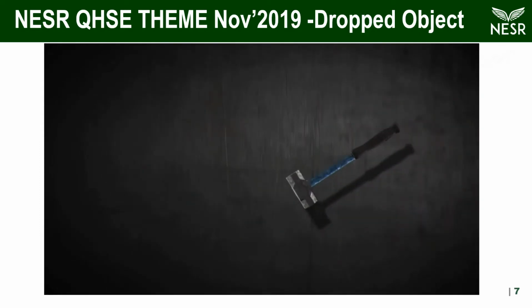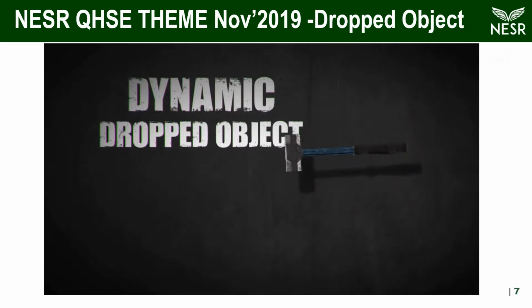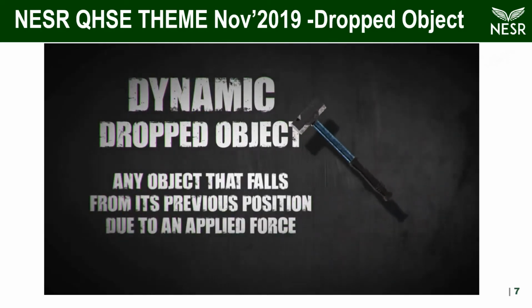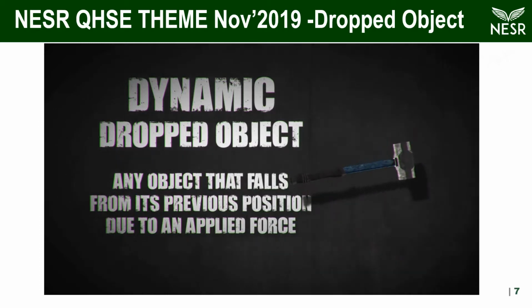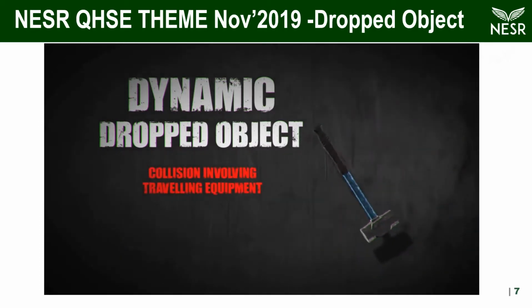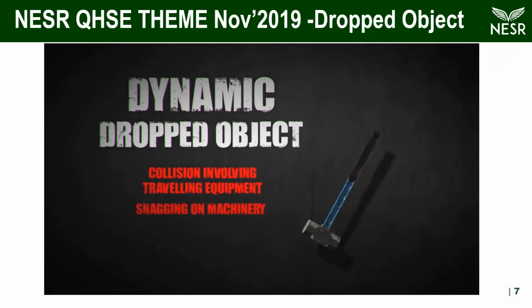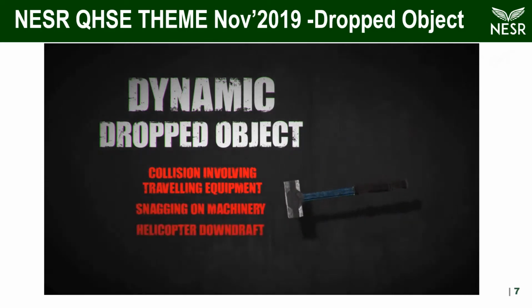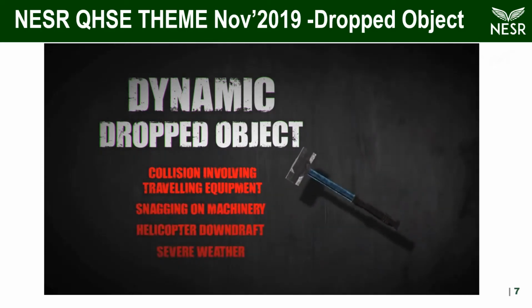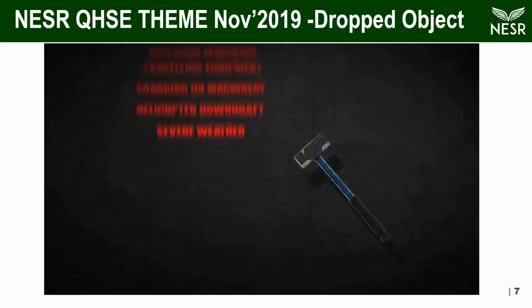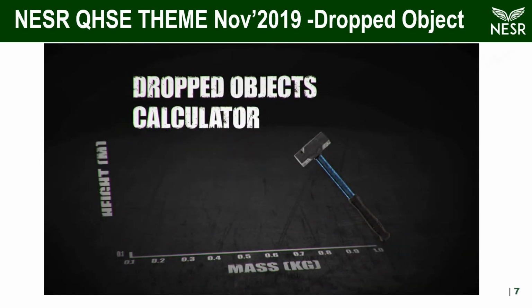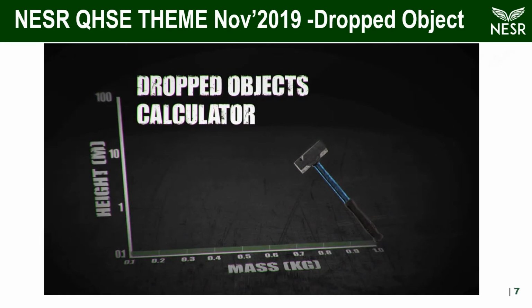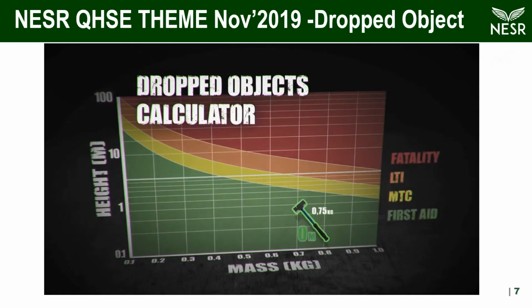The second category is a dynamic dropped object. This is any object that falls from its previous position due to an applied force. For example, a collision involving travelling equipment, snagging on machinery, helicopter downdraft, or severe weather. The dropped objects calculator is used to plot the mass of a dropped object against the distance it falls to determine the potential severity of the consequences.